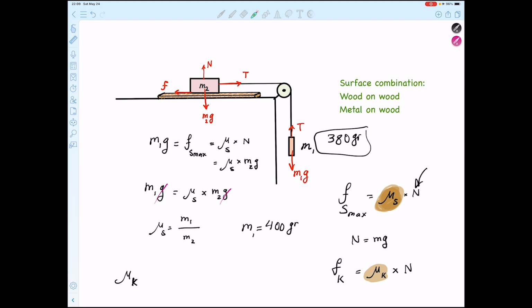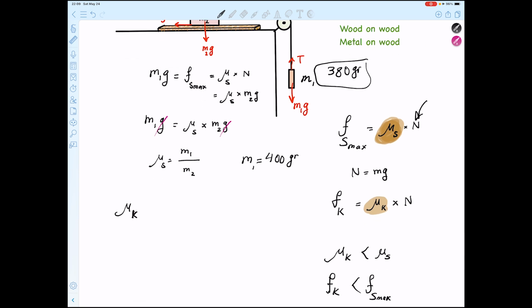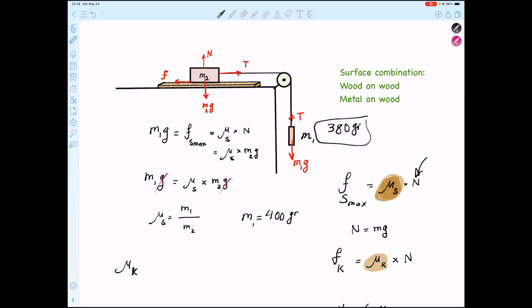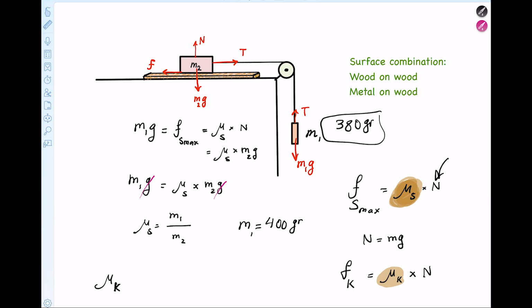I'm breaking the bond between the two surfaces. Now, the idea is this. If you do that, you will see this object, M2, move to the right, but the trick is that it needs to move to the right with a constant velocity.